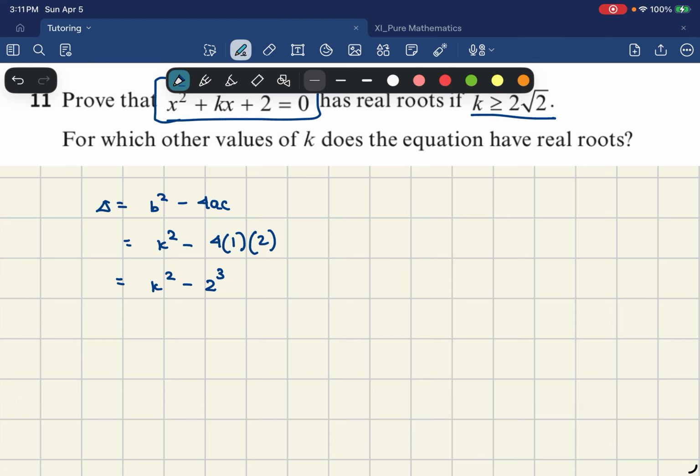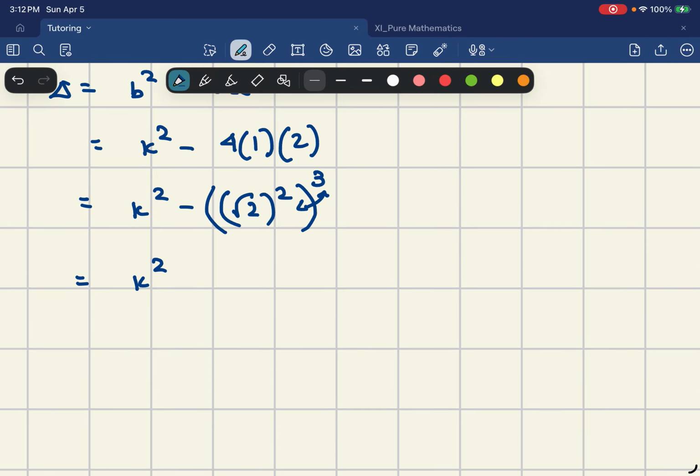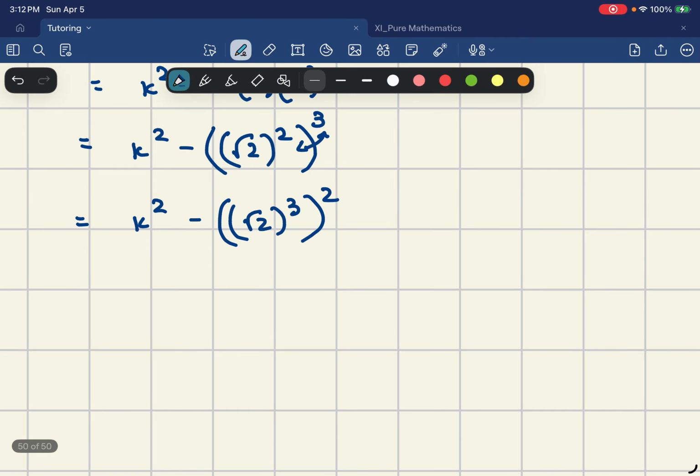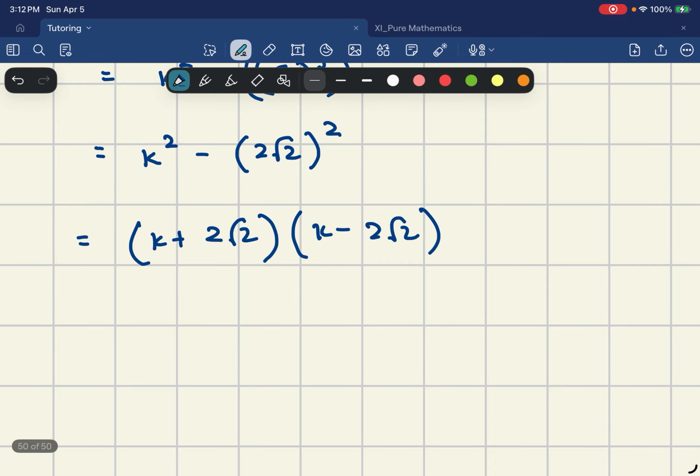And I don't want to write this as a cubed term, actually. I wanted to write it as a squared term. So how can I write this as a squared term? Well, I can say that 2 is just square root of 2 squared, right? That is 2 cubed. And I can switch the position of my indices. So I can say k squared is actually square root of 2 cubed squared. And the square root of 2 cubed is just 2 root 2 squared. And now I can write this by using the difference of squares, k minus 2 root 2, a plus b, a minus b.